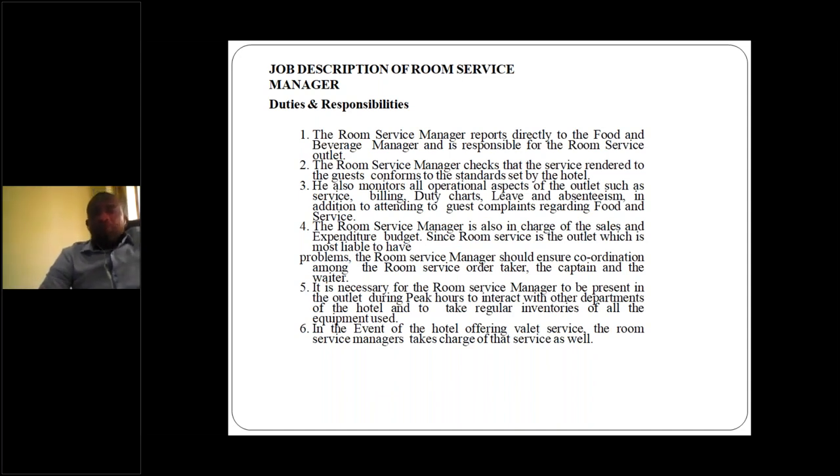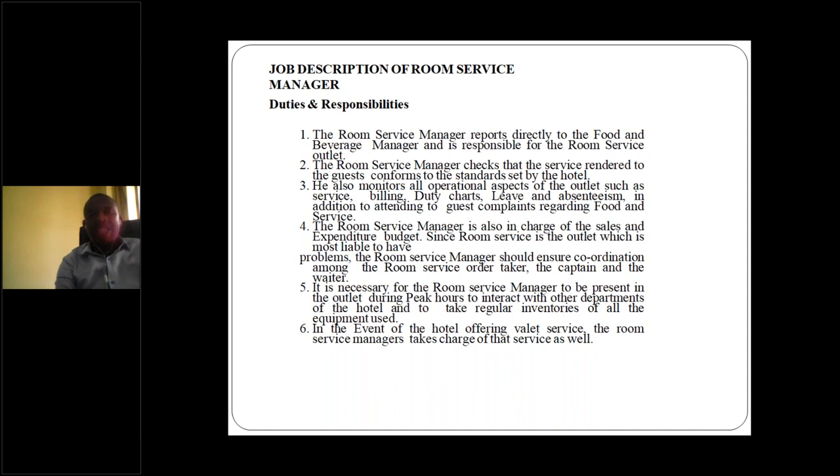Okay, so the food and beverage room service manager should be responsible to ensure that service orders taken by the captain and the waiter are delivered on time. Again, it's necessary for the room service manager to be present in the outlet. He should be there during peak hours. Peak hours are when orders are highest.